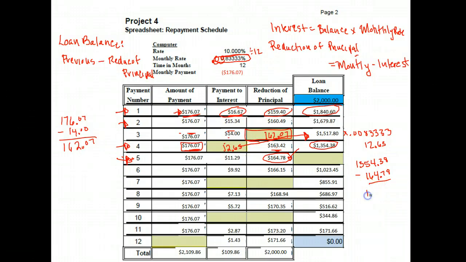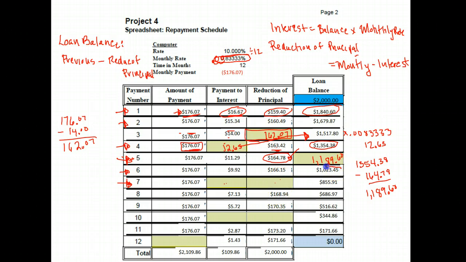When we do that, we get $1,189.60. So that would be the amount I type in right here. Okay, line 6 is completely filled out for us. Line 7, we are missing blanks here and here. So we're going to have to find the payment to interest and the reduction to principal.